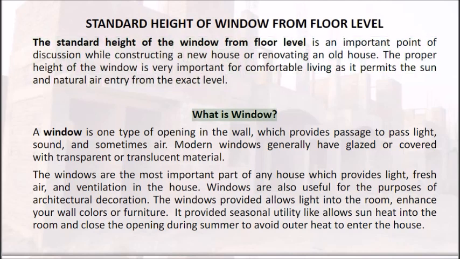What is a window? A window is one type of opening in the wall, which provides passage for light, sound, and sometimes air. Modern windows generally are glazed or covered with transparent or translucent material. The windows are the most important part of any house, providing light, fresh air, and ventilation. Windows are also useful for architectural decoration.